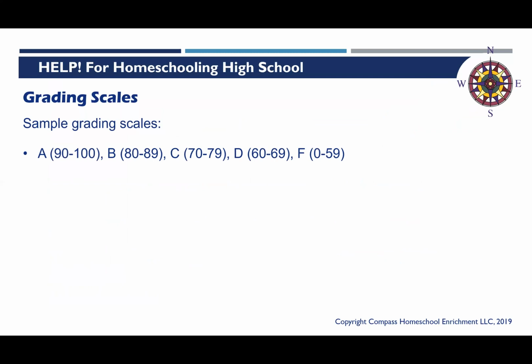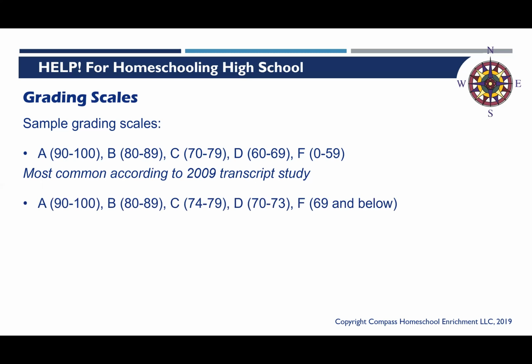There is a 10-point grading scale where 90 to 100 is an A, 80 to 89 is a B, etc. And in 2009, a study of transcripts showed that this was the most common, not only in high schools, but is the one used typically in colleges. There is a modified 10-point scale where the A and B have a 10-point range, but you can see that when you get into the C, D, and F range, they're narrower scales with an F beginning at 69 instead of 59. A more competitive scale is one where the A is 92 to 100.